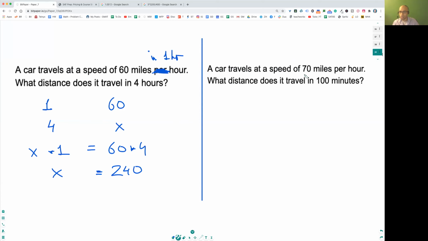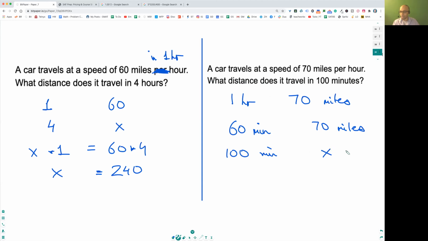A car travels at a speed of 70 miles per hour, okay? So in 1 hour, it travels 70 miles. Now, what happens next? It asks about 100 minutes. How many minutes are there in 1 hour? That's 60 minutes. So in 60 minutes, you travel 70 miles. Again, you set up this exact cross multiplication example. What distance does it travel in 100 minutes? So 100 minutes is going to be x miles.